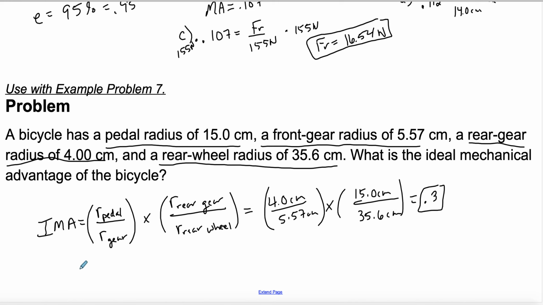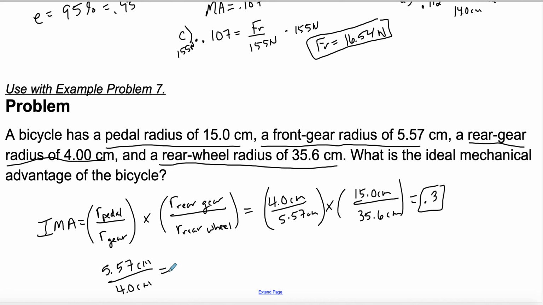Now you can use this information as well. Say we want to figure out if one of the gears is going to turn one time. Let's say our front gear turns one full revolution. How many times is the smaller one going to turn? This is kind of a common sense type question. Our front gear is going to cover 5.57 centimeters, whereas the rear gear is going to cover 4.0 centimeters.